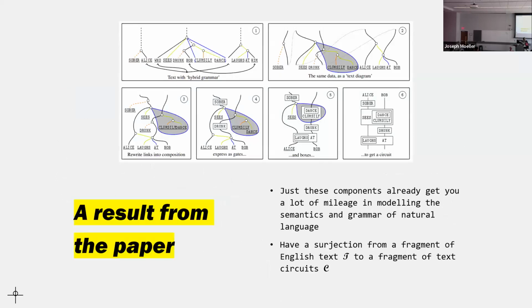And so a result from the big paper, which is what the first half is about, is that you can get a lot of mileage just from having these circuit components in terms of modeling natural language semantics and grammar. In particular, we demonstrated that there was a surjection from a certain fragment of English text to a certain fragment of text circuits. And the cartoon at the top shows you how we translate that.